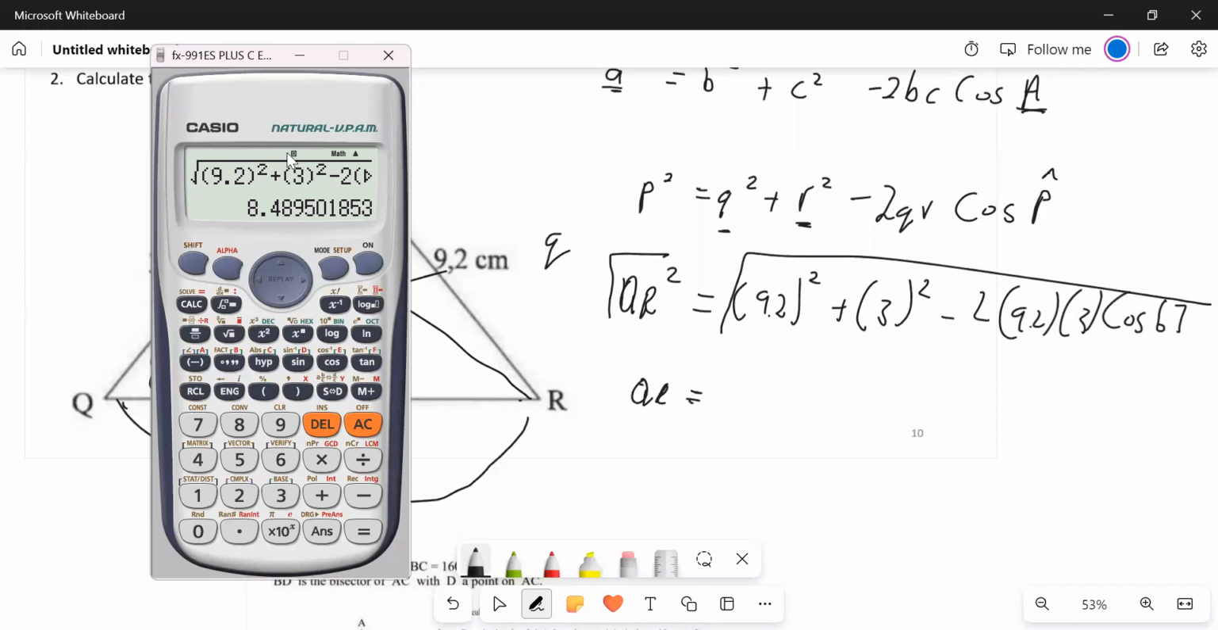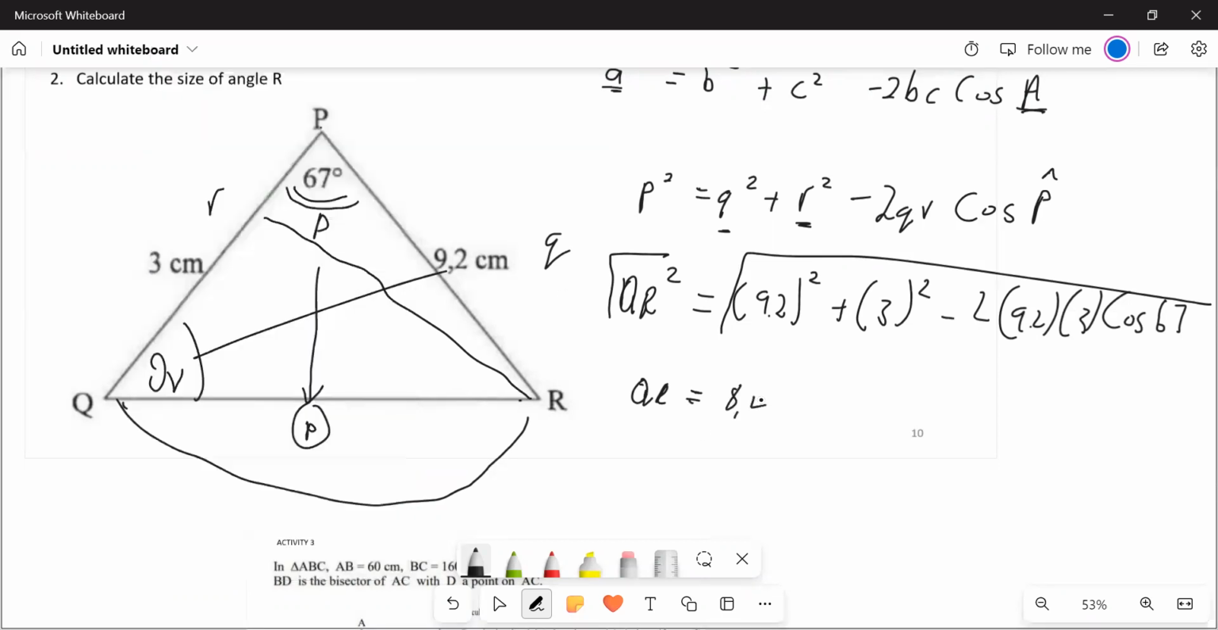It's 8,49 again. Now we need to round off this thing to 2 decimal places unless otherwise stated. So how do we round off to 2 decimal places? You press shift and then you say set up again, and then you say fix. If you fix this and then you say 2, this is going to be 8,49. And then this is given in centimeters, so you need to come and say this is going to be centimeters.